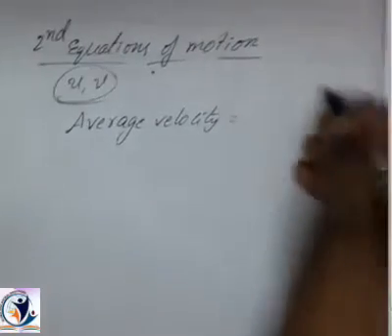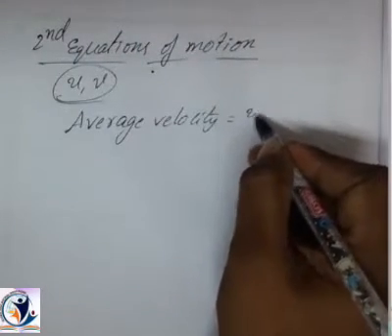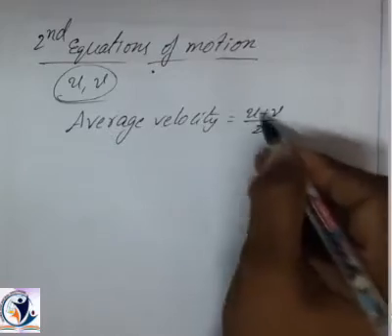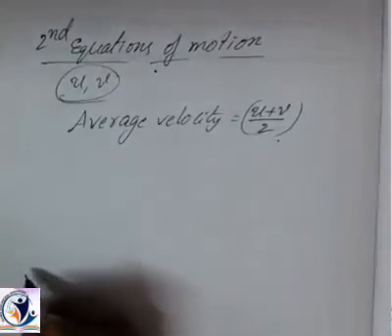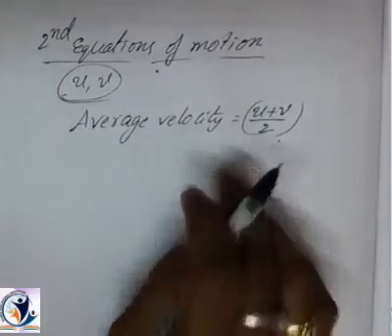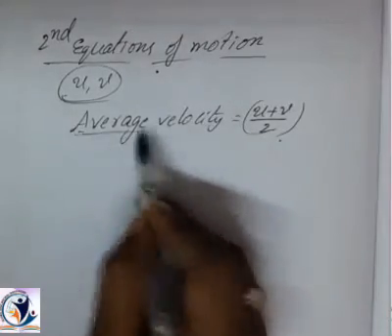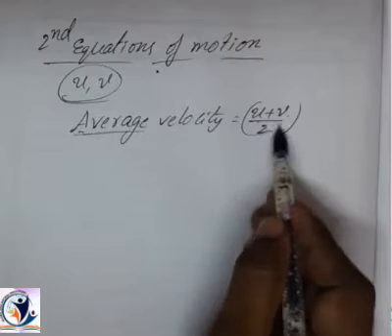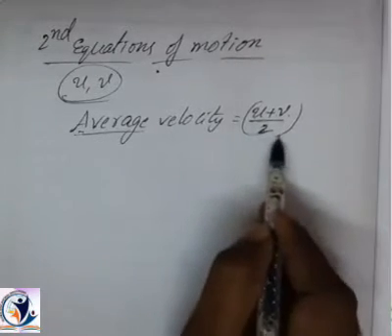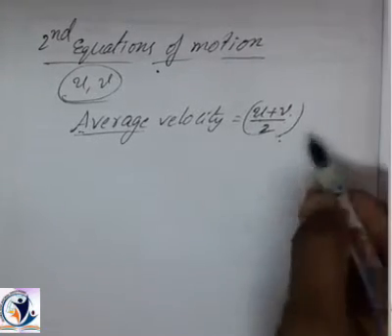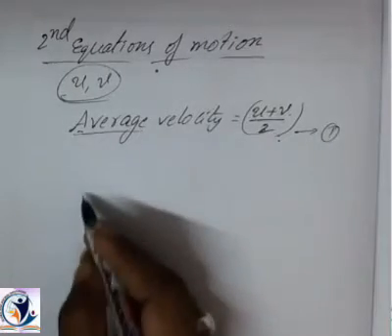How are we going to find out average velocity? What is the value for it? (U plus V) by 2 is the average velocity, right? Am I right or not? And we know another thing in general, that average means the sum of the components by the number of components. This is a mathematical expression. So I am taking this as my first equation.